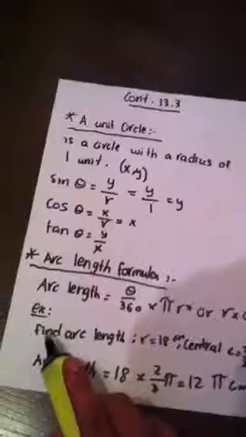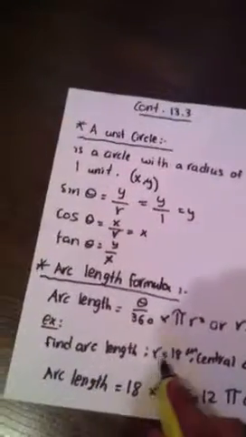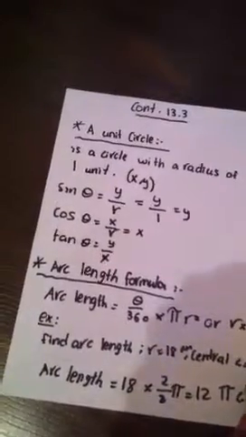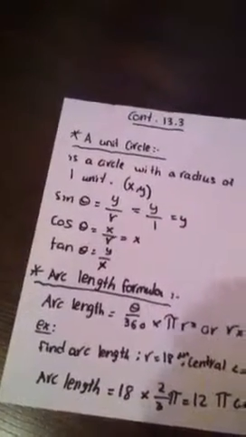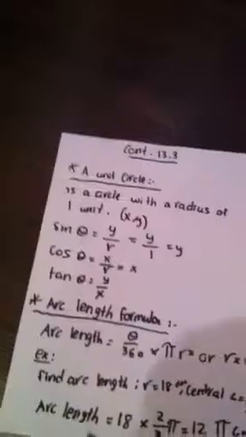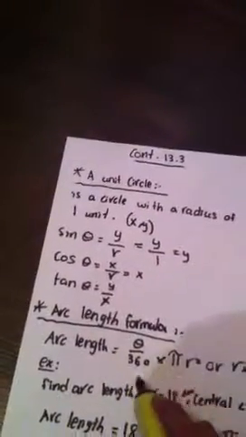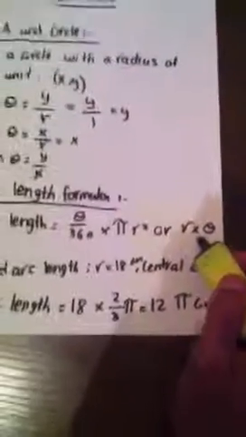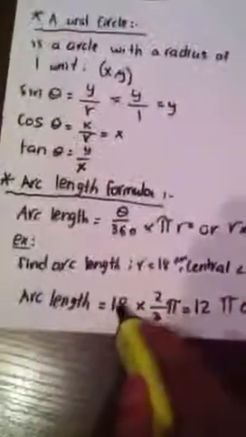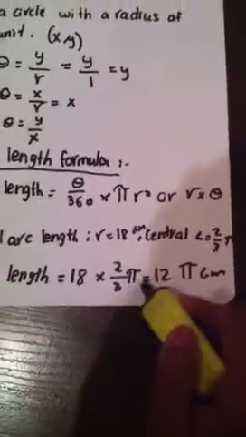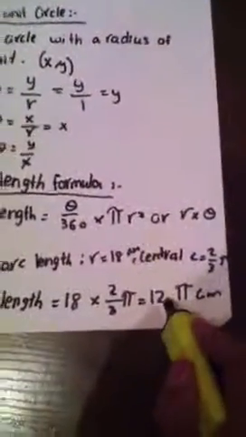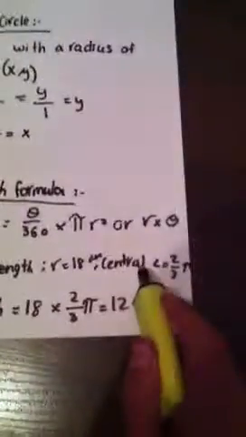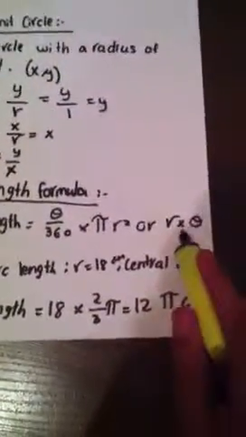For example, in this exercise, find the arc length. It gives me the r and the central angle in radians, which is 2 over 3 pi. We will use the second rule because it's easier, so r times theta: 18 times 2 over 3 pi radians gives us 12 pi centimeters. This is the easy rule because we have the givens right here.